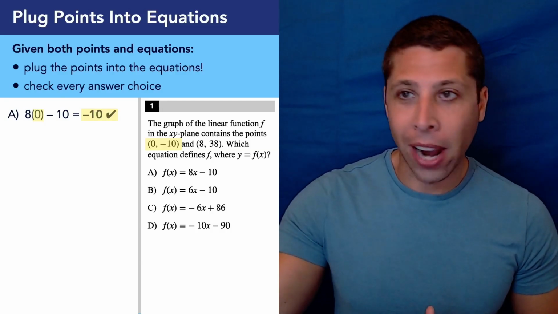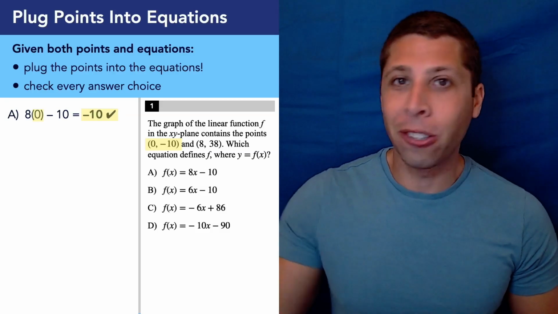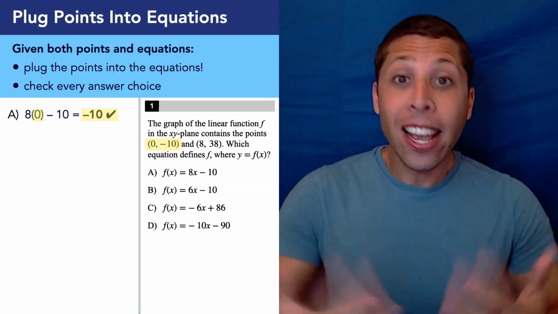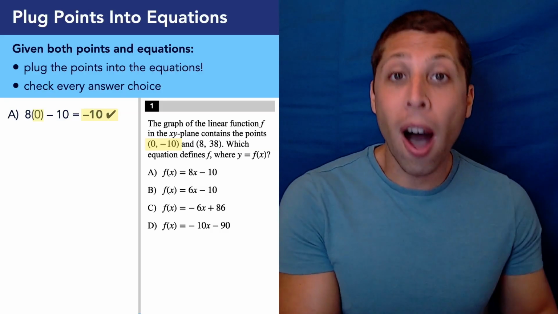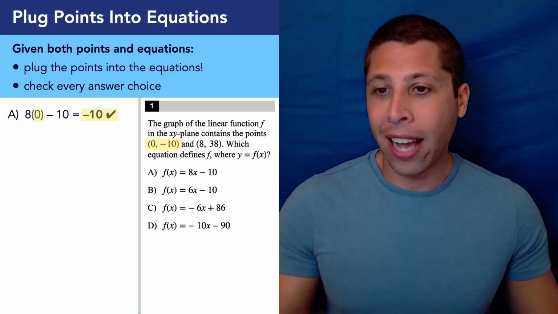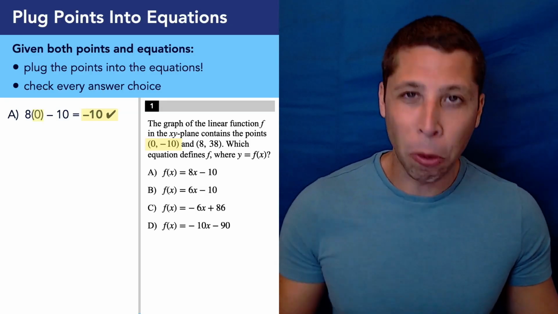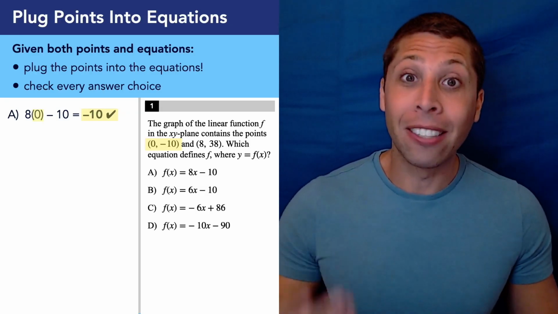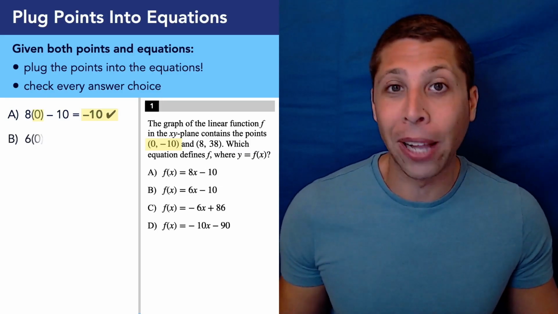So I've put 0 in for x, 8 times 0 is 0, 0 minus 10 is negative 10, and negative 10 then is the f of x, is the y that I was supposed to get. So it checks out, great. But I need to test every single answer choice. If we have multiple equations or multiple points, then we need to try everything, because sometimes multiple answers will work.